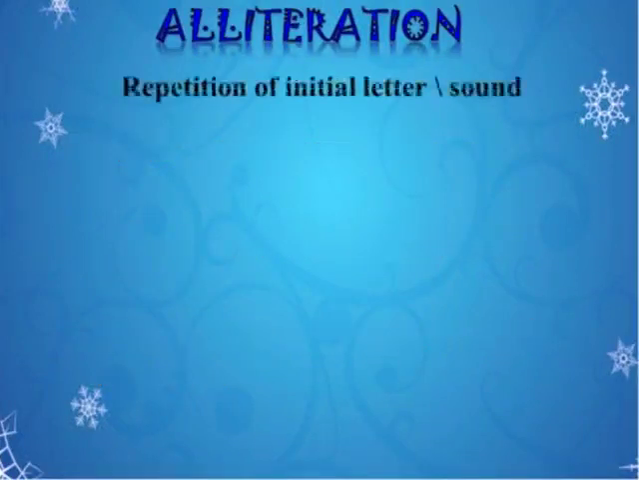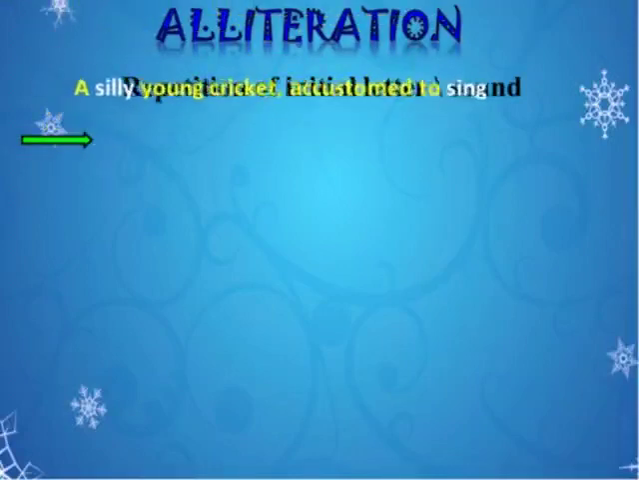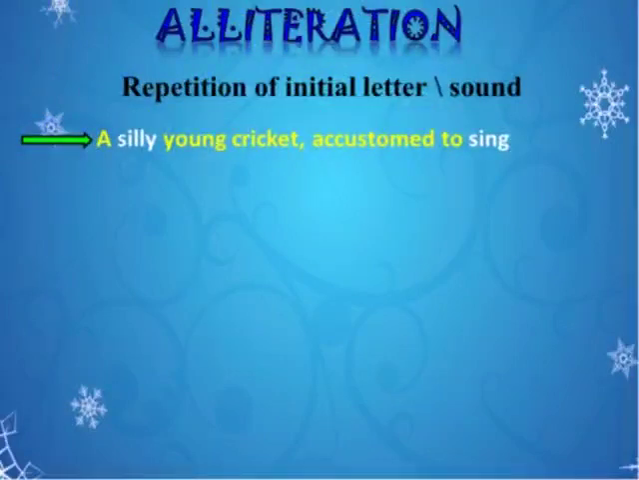Alliteration. It is a repetition of the initial letter or sound. As we had seen, anaphora is the repetition of the same word or a certain phrase. But alliteration is a repetition of the initial letter or sound. Let's see an example. A silly young cricket accustomed to sing. The starting letter or sound is S. Silly and sing have the same letter, so it is an example of alliteration.